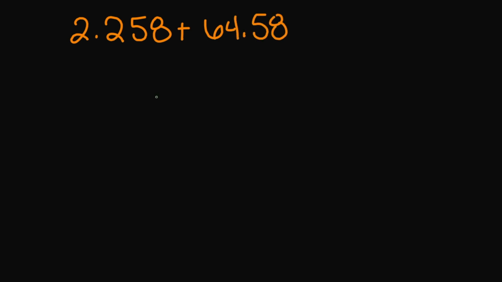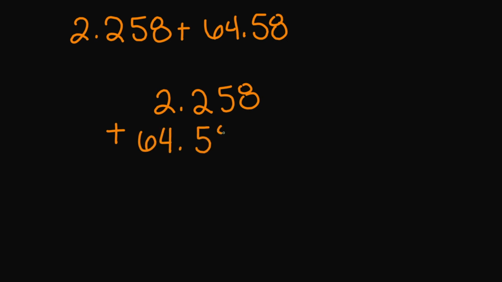Let's try 2.258 plus 64. Let's go ahead and line up our numbers and our decimal. So 2.258, and I'm going to add plus 64.58. I'm going to go ahead and fill in my gap right here, add my imaginary 0 here. And if you want, you can add your imaginary 0 here too. So now let's go ahead and add.